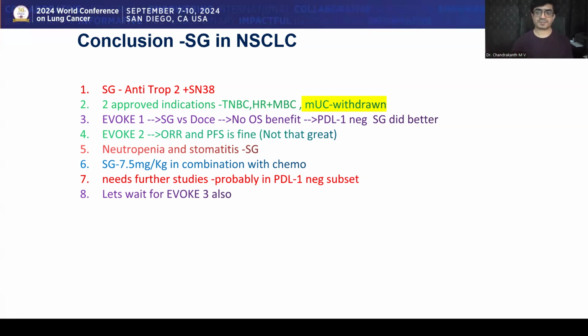Well, before I take this into practice, I would need further studies, especially addressing the PD-L1 negative subset. And we also have to wait for the results of Evoke 3.